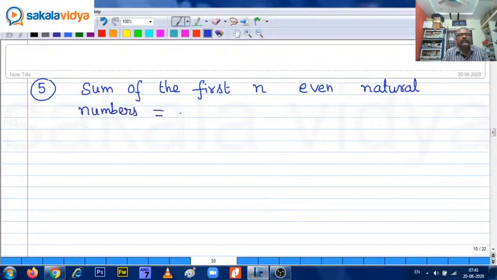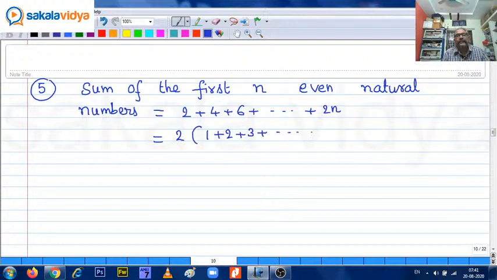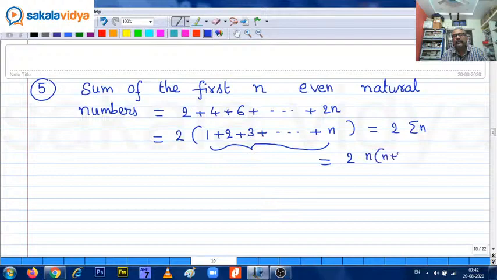Sum of even natural numbers equals 2 plus 4 plus 6 and so on. The nth term will be 2n. Here, take 2 common. You have 1 plus 2 plus 3 plus and so on plus n, which is nothing but the sum of the first n natural numbers. So it is 2 times sigma n, that is 2 times n into n plus 1 by 2. The 2 gets cancelled. We have n square plus n. That's all: n square plus n, or n times n plus 1.